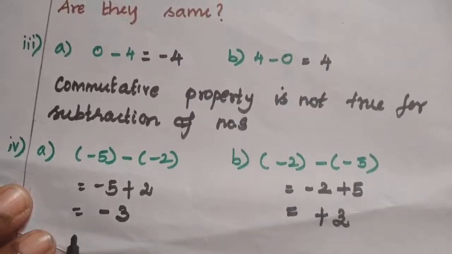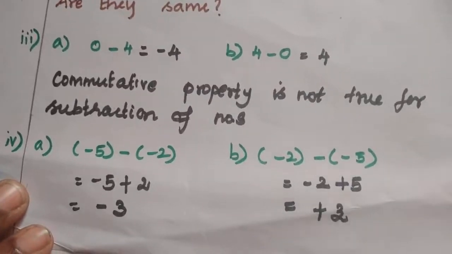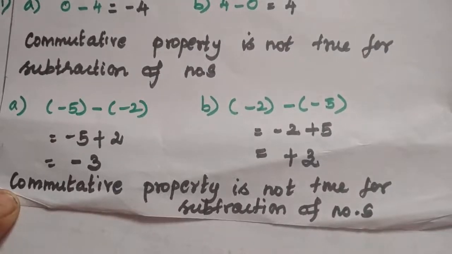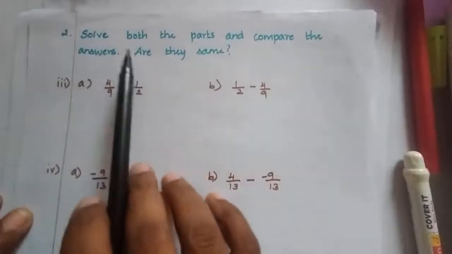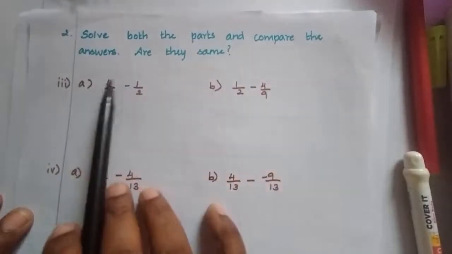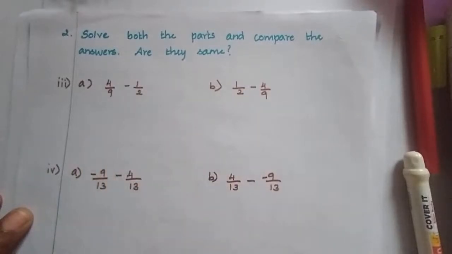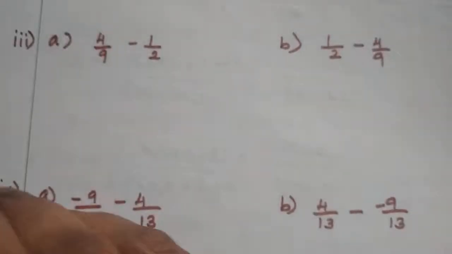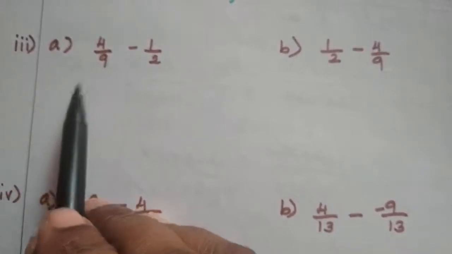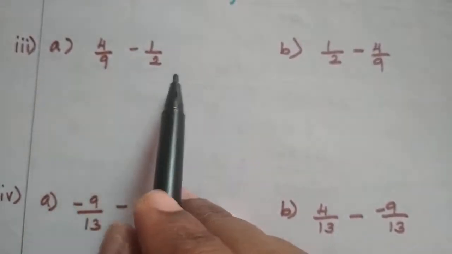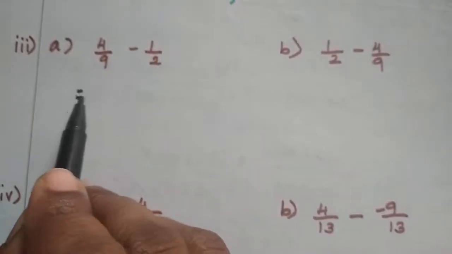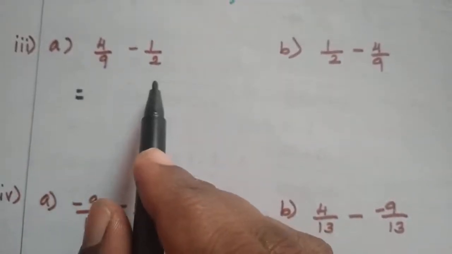So which implies that commutative property is not true for subtraction of numbers. Is it clear, children? Yes. Second question, solve both the parts and compare the answers. Are they same? So in this question we are going to compare the rational numbers. The third subdivision, the first one is 4 by 9 minus 1 by 2. So here the denominators are different, so we have to take the LCM.